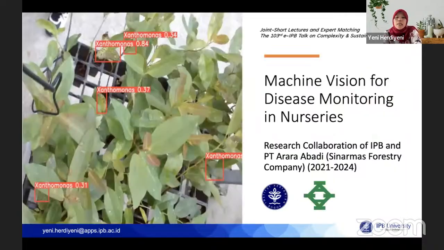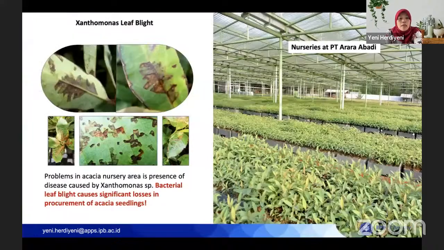And the third one is the research collaboration with PT Arara Abadi, one of the Sinar Mas Forestry company. This work is about machine vision for disease monitoring in nurseries. As we know, PT Arara Abadi provides the raw material for paper by using acacia. From here, we work on nurseries, and then we work on the acacia plants.